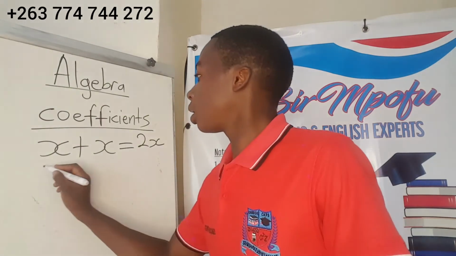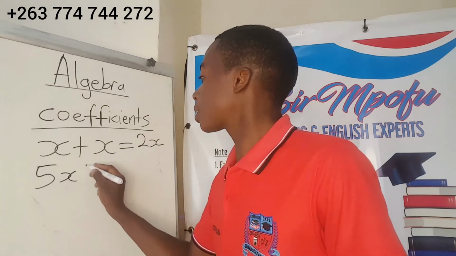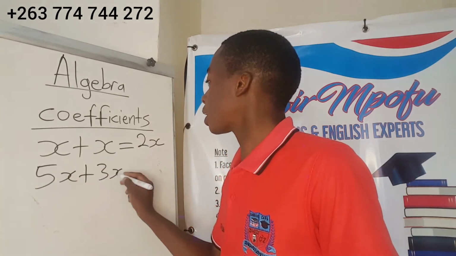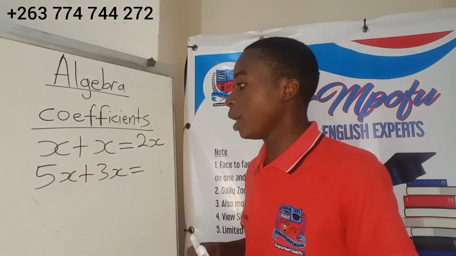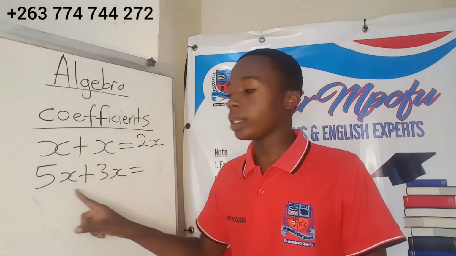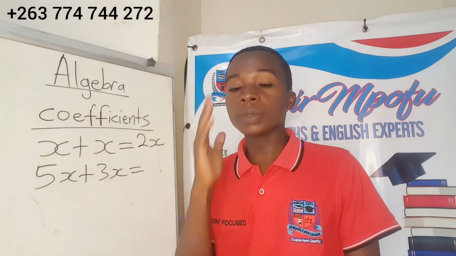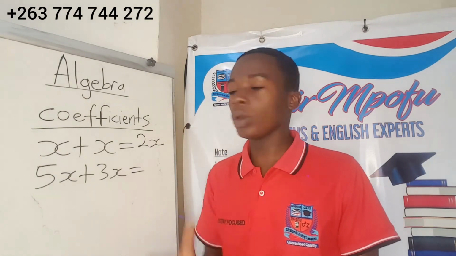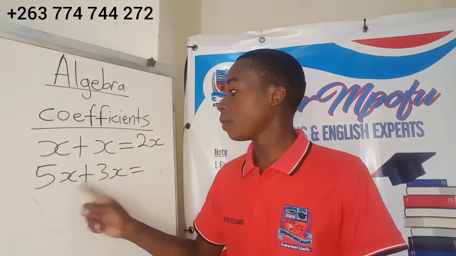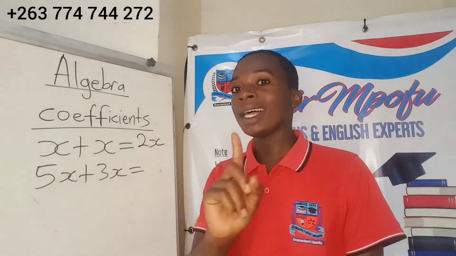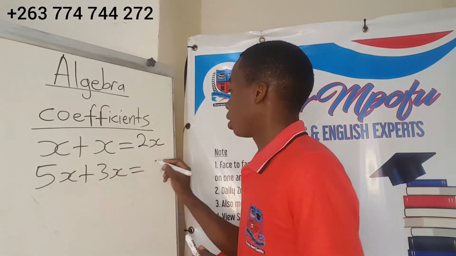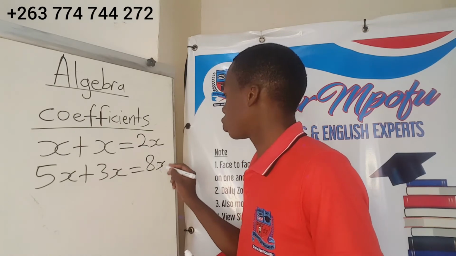Let's simplify this. 5x plus 3x. What is going to be the answer? Remember, the coefficient here is 5 and the coefficient here is 3. And as I told you, when we are adding or subtracting algebra, we add or subtract the coefficients. So you're just going to say 5 plus 3. What's going to be your answer? That's 8. And then the algebra remains the same. So it will be 8x.